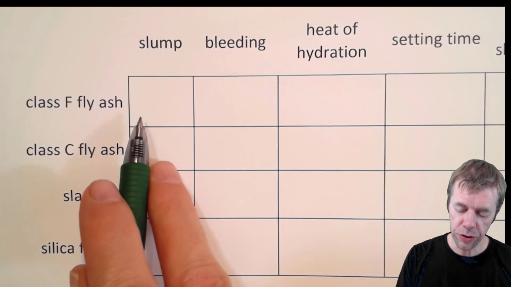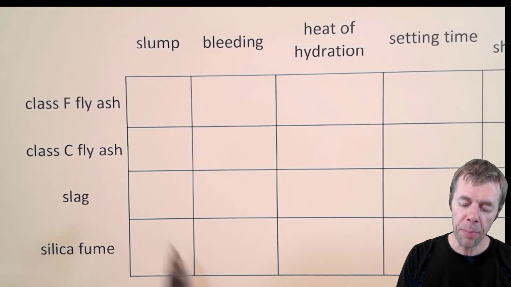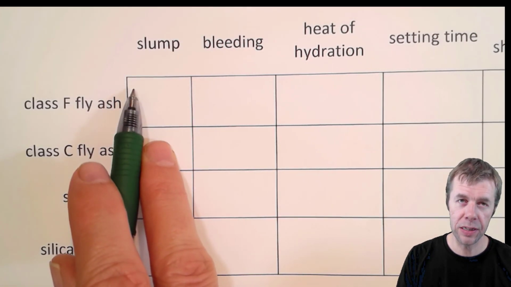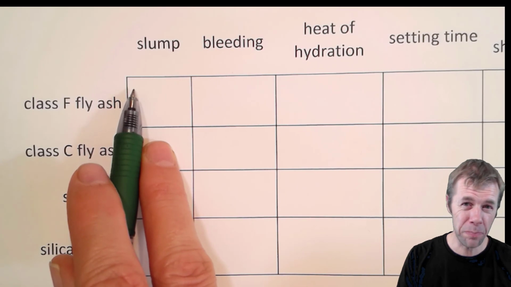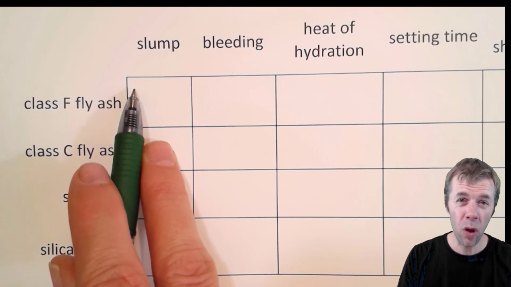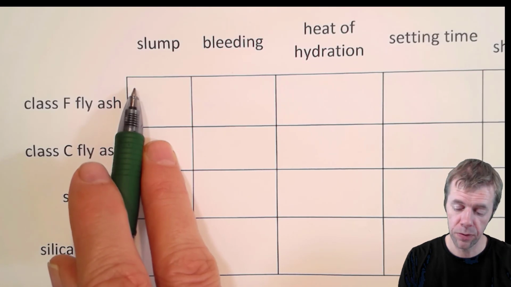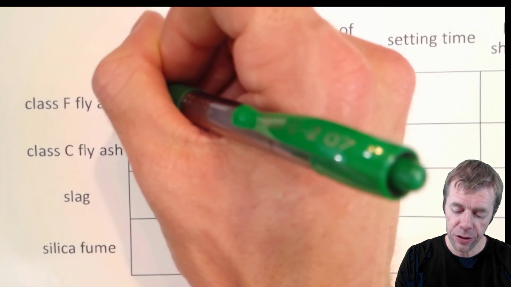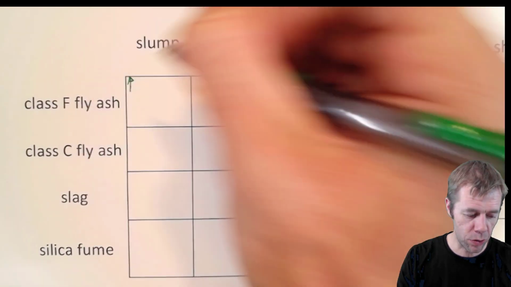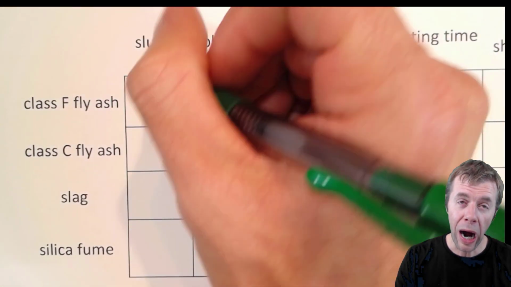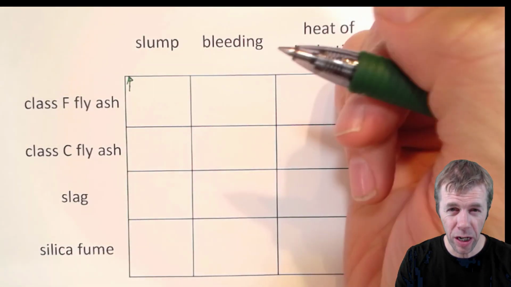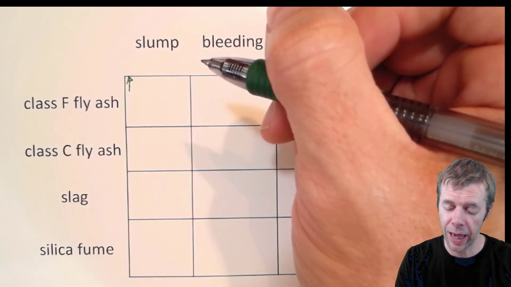Let's start out with slump. In the upper left-hand corner, I'm going to write whether it's up, down, double down. You can look back at the previous page to see what that means. But with class F fly ash, it's going to help increase slump. And now I'm going to write down why. Why is really important. You need to understand, always try to understand why something happens.